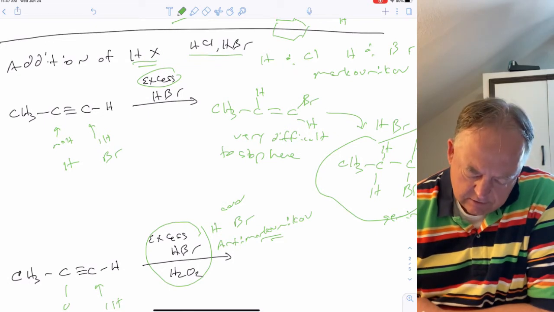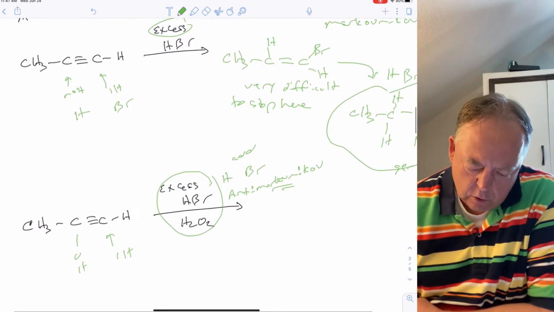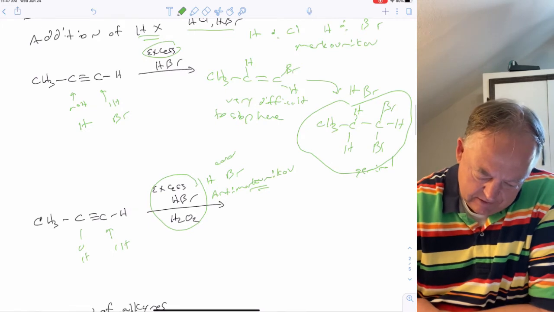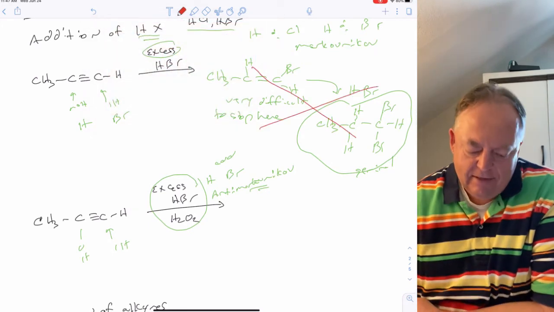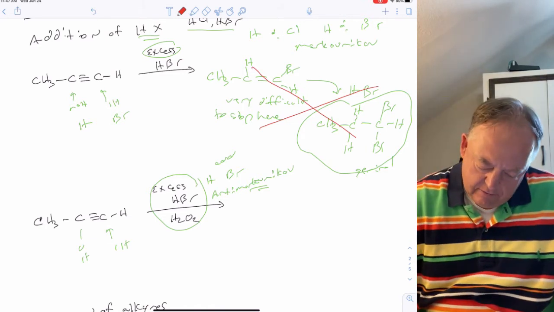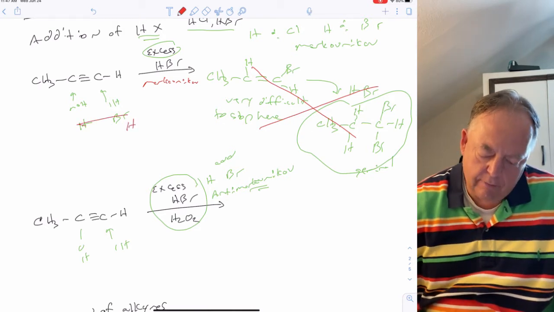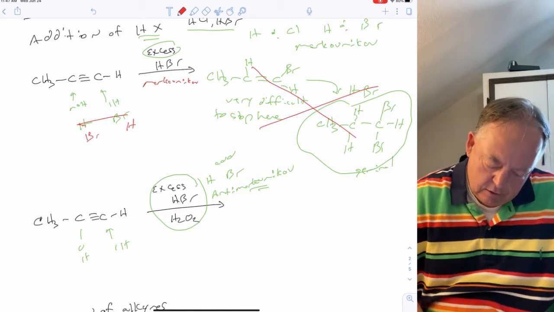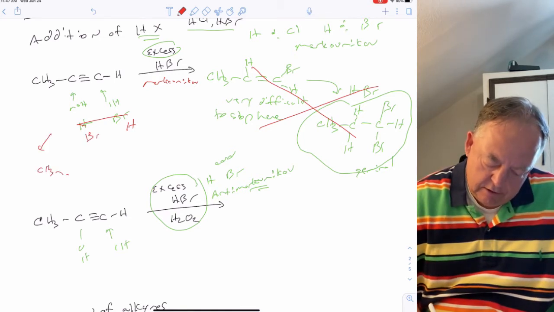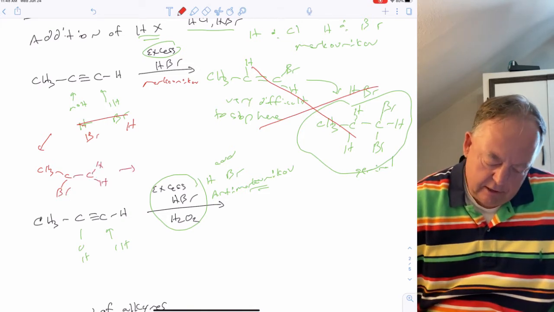No, I did this. Sorry, I just did this previous problem totally backwards. So this is totally wrong, right? Because this is Markovnikov. So we should be adding the hydrogen here to the carbon with the most number of hydrogens and the bromine here, right? So we should have added CH3, bromine here. And then we should have done this again.